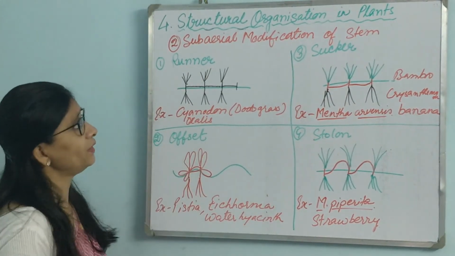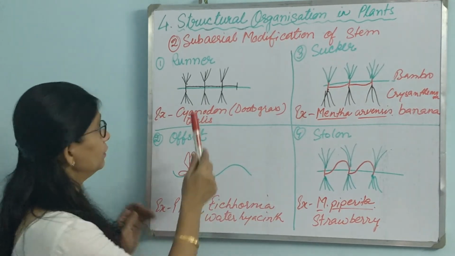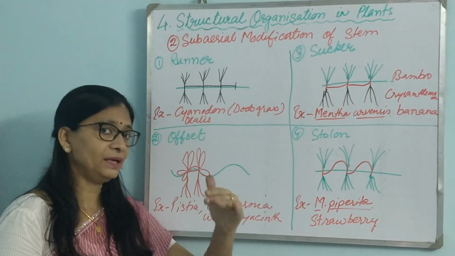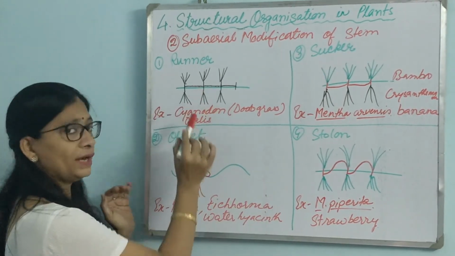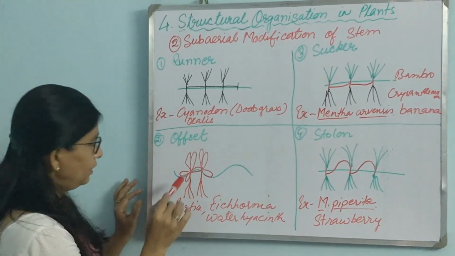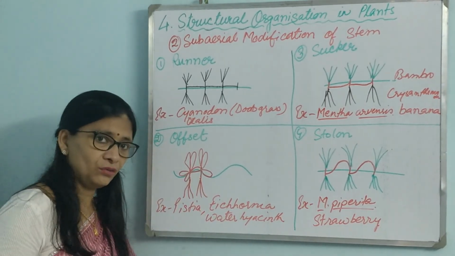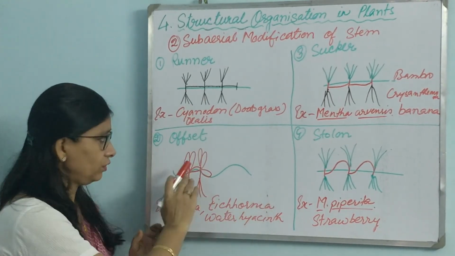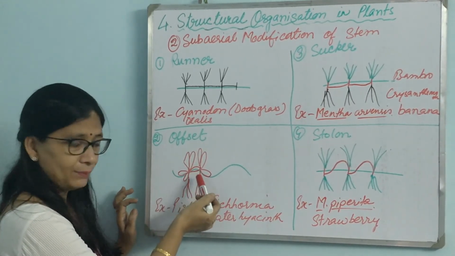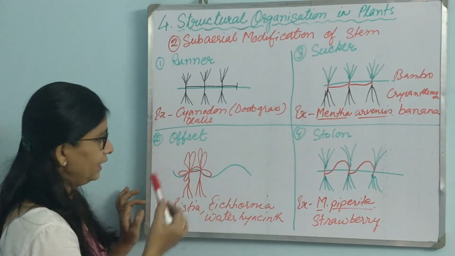So this is subaerial modification of stem and it helps in the propagation of plants. Runner is one that goes in one direction only, it has many nodes and internodes. When it touches the soil, it gives rise to a new plant. Example is durva grass and oxalis. Offset, it is in water, so it is similar to runner, but it spreads out in all the directions. Runner is in only one direction, offset is in all the directions. And they have aerenchyma in them. So these are the differences you can see. Example is Pistia and Eichhornia.